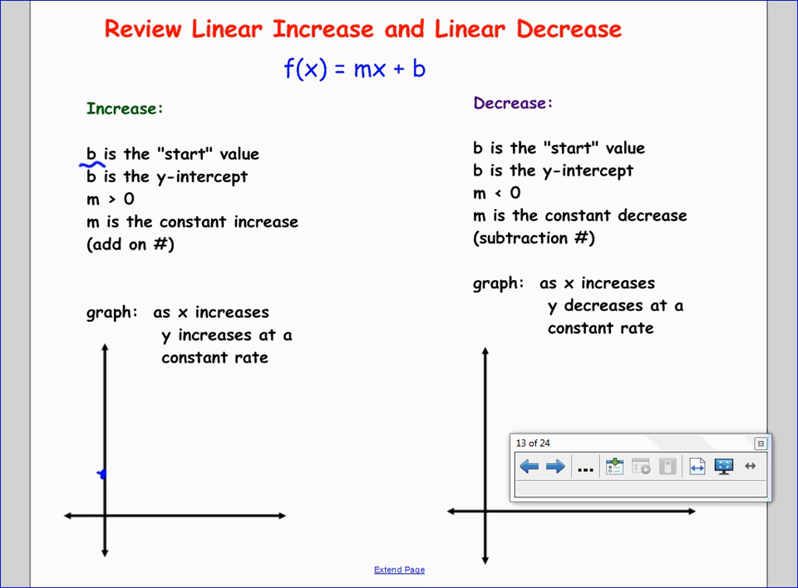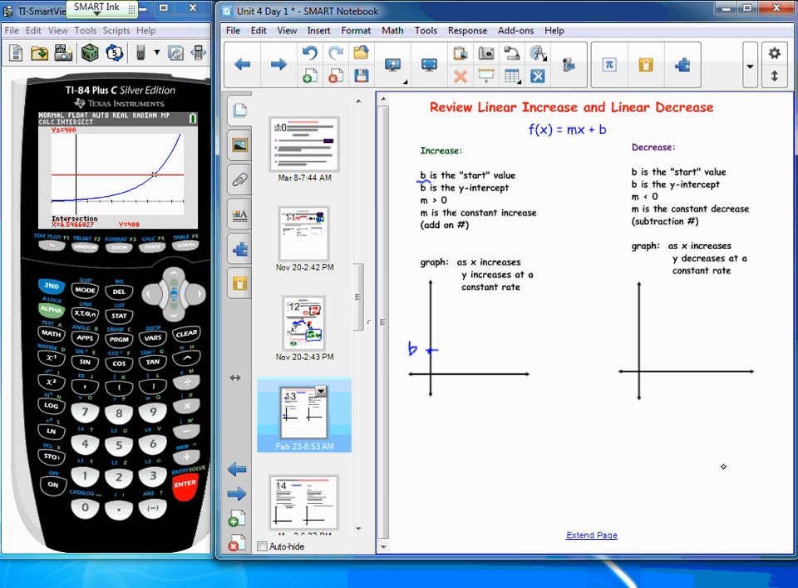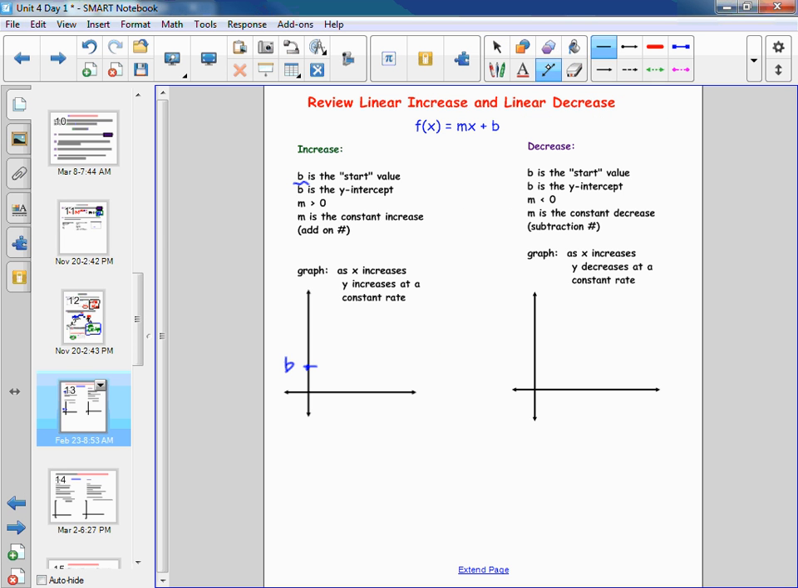So if I had a b value here on my y-axis as my start value, then with a positive value of m, a constant increase situation, I'd have an increasing line as I move along from left to right. If you're a math man or math woman, you jump on the line and walk along from left to right, you'd be climbing up as you move along.